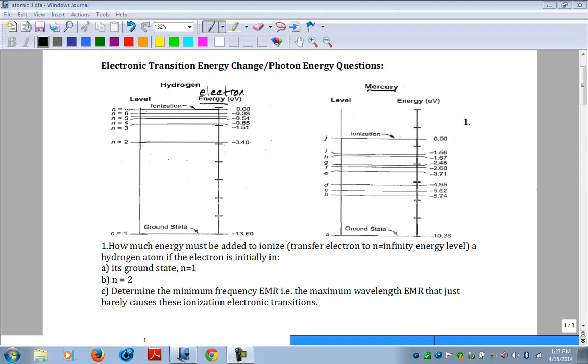We're going to use these Bohr model electron energy diagrams to make some calculations involving the relationship between the electron energies and the photons that could be absorbed or emitted by a given atom. So we have two electron energy diagrams, one for hydrogen and the other, seemingly randomly, for mercury.